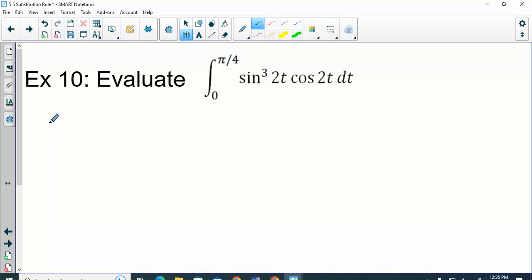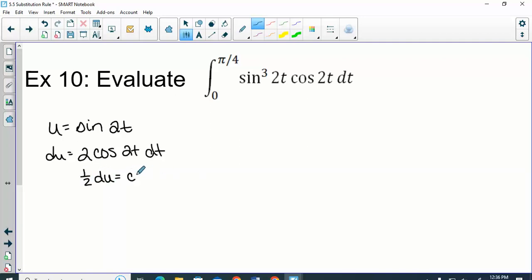Sine, let's just do the sine 2t. So du, derivative of sine is cosine. Angle stays the same, times derivative of the inside, derivative of 2t is 2, and I'll get a dt. I don't need the 2, so that means 1/2 du is cosine 2t dt.